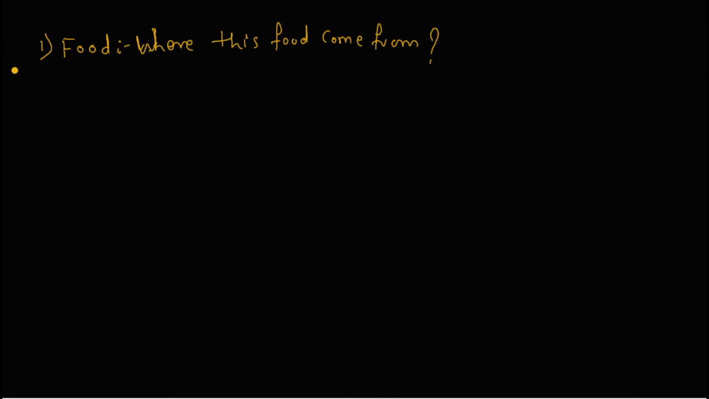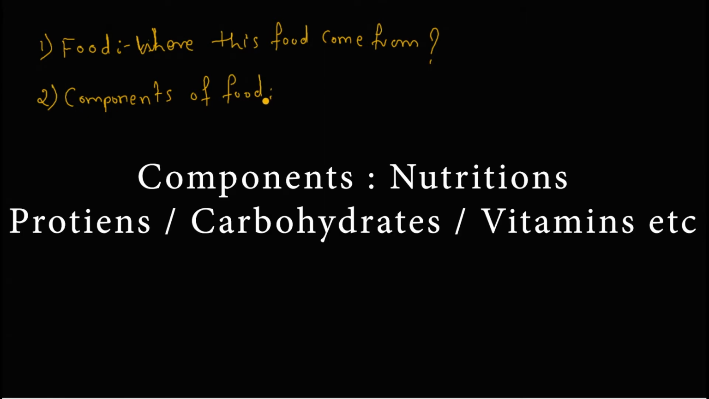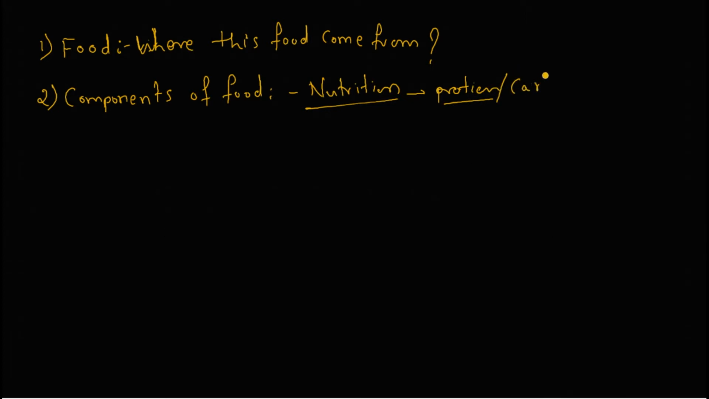Next, we will study components of food. Second chapter, components of food. Components means, for example, if you take rice, sambar, a burger, or bread, what are the components in that? For example, nutrition. What nutrients are involved in that? We are going to talk about nutrients, like protein and carbohydrate. We'll discuss in depth one by one in a separate video for each chapter.